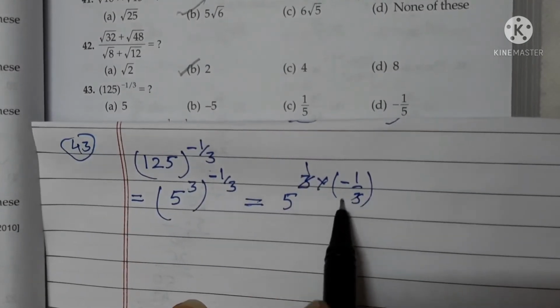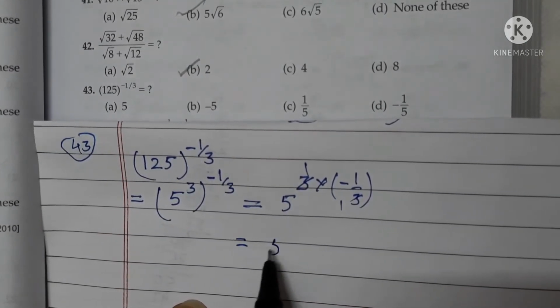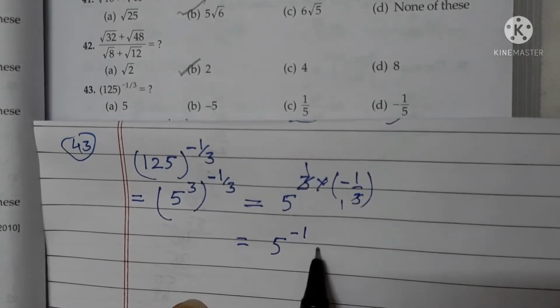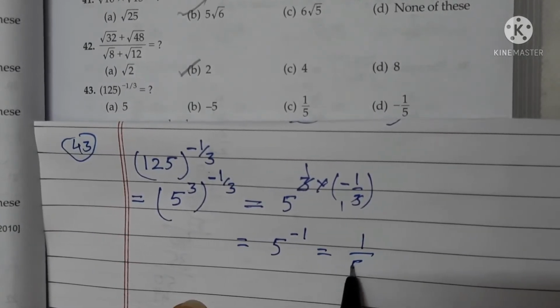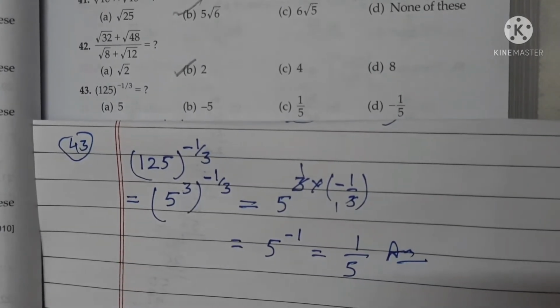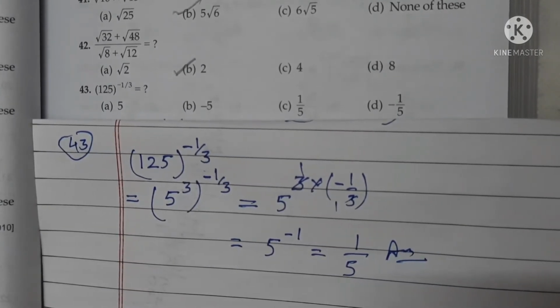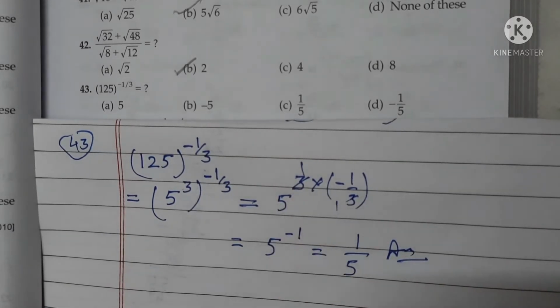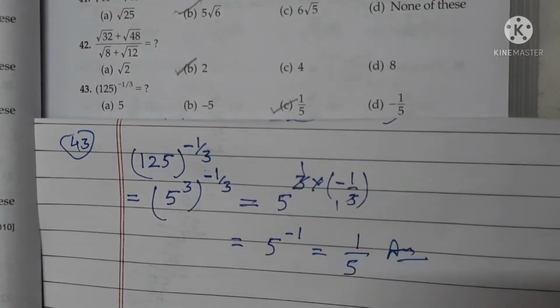3 1s are 3. You can write it 5 to the power of minus 1. This becomes 1 upon 5. Answer. So our option C is correct. Option C. Next question.